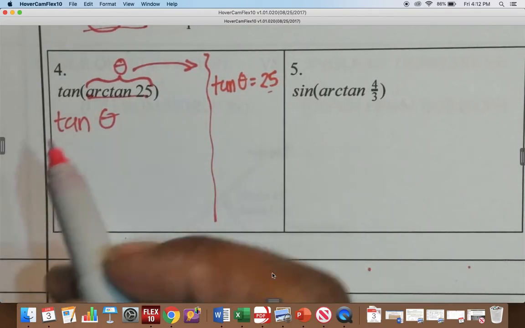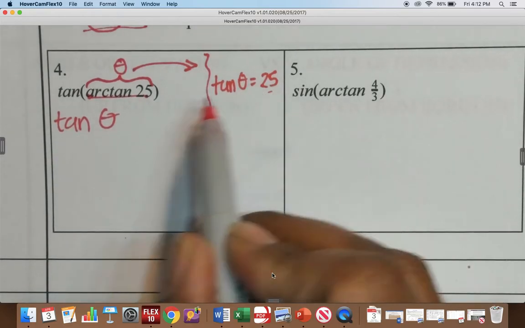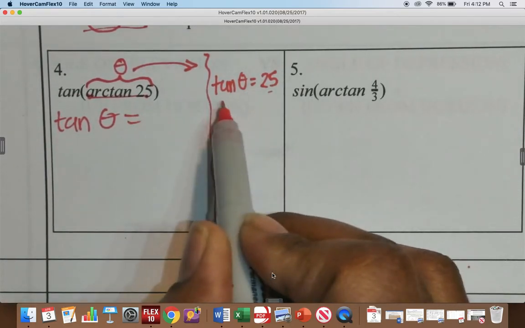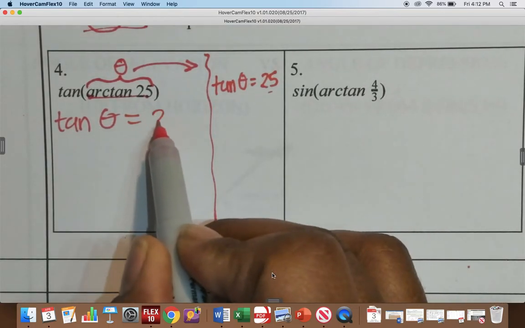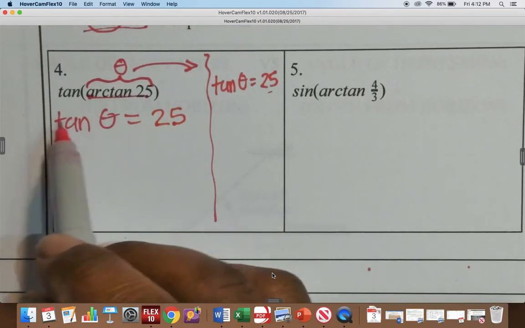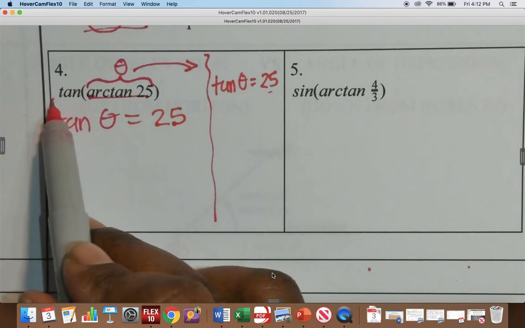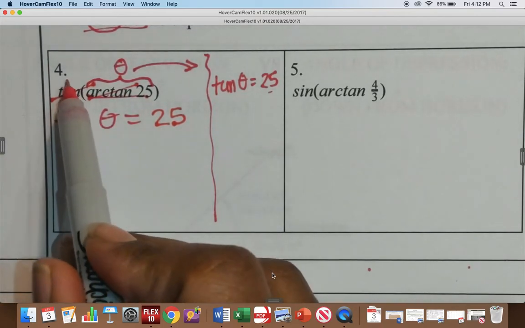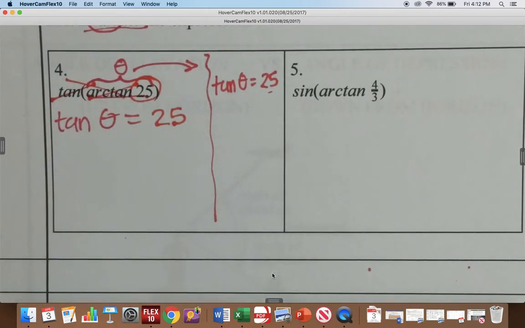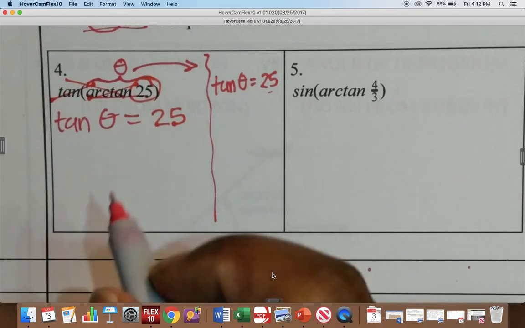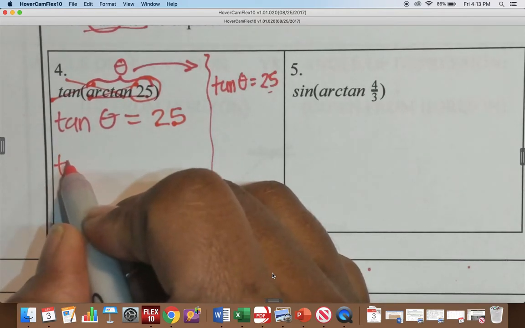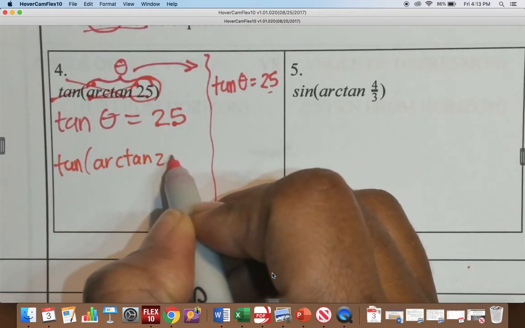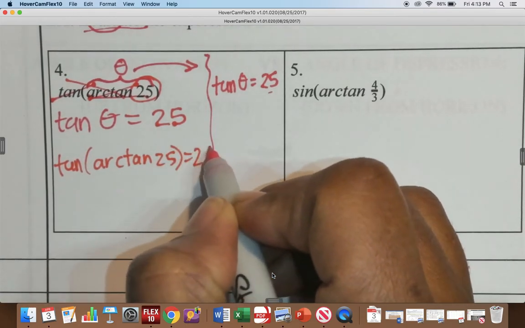Then when I come back here and say, okay, well, this is what I know about theta, what are they asking me? They're asking me for tan of theta. I already know the value from here. So my answer is just 25. That's the beauty of inverse functions. I have tangent, I have its inverse, they cancel each other out, and I just end up with the value of 25. Okay, so tan of arctan of 25 is just the value of 25.